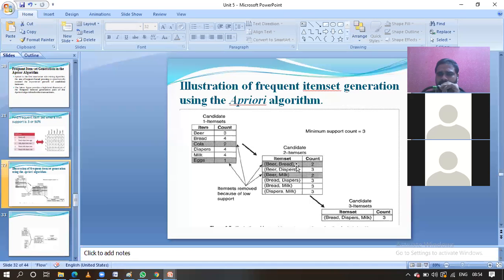Here we observe, guys, beer and bread is repeated 2 times, and beer and milk is repeated 2 times. That is less than the minimum support count. That is why beer and bread, and beer and milk, are highlighted, guys. We are going to eliminate these and not use them in the next step. Understand, right? Clear, guys? Candidate 2 item sets are clear to all of you? If you have any doubt, you can ask.